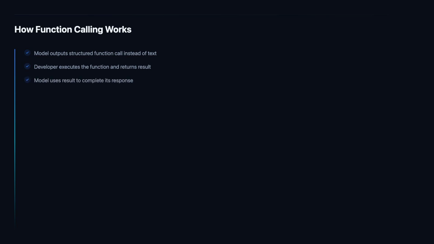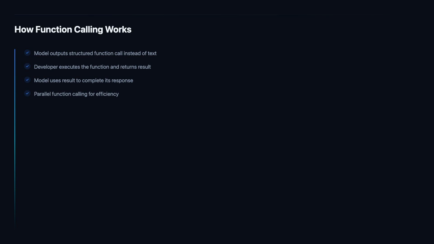After the function has been executed, the application returns the result back to the model as part of the conversation context. The model then uses this result, which might be a weather reading, a database record, a calculation output, or an API response, to formulate its final answer to the user. This two-phase interaction, where the model requests information and then reasons over the response, is what makes function calling so powerful. The model's final output is grounded in real, current, system-specific data rather than relying solely on its training knowledge.